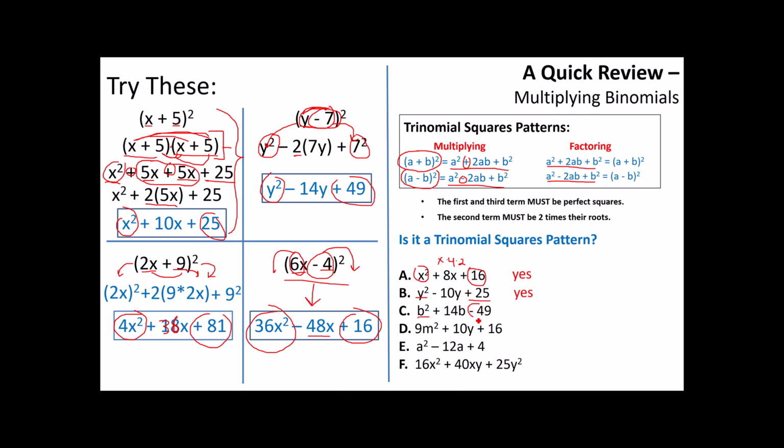Perfect square, not a perfect square. No, negative 49 is not a perfect square. This is not a trinomial squares pattern, and it cannot be factored using this method. 3m and 4, that's 12m doubled, is not 10. The middle should be 24m if this is a trinomial squares pattern. How about this one? A times 2 doubled. Is that negative 12? It is not. This is not a trinomial squares pattern.